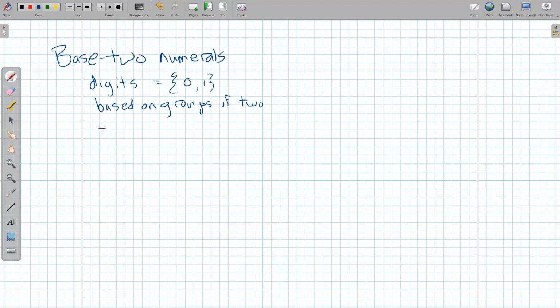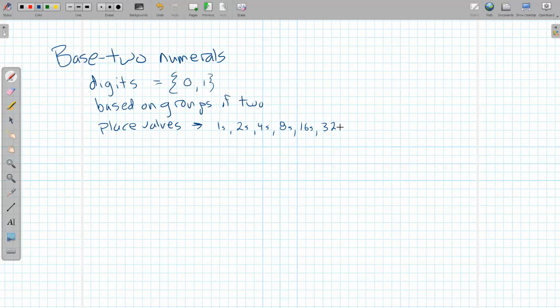And so if we consider the place values, every number system is always going to have a ones place. And then the next place is going to be the twos place, because we're grouping by 2. And then groups of 2 twos would be groups of 4s. If I group 4s by 2, I get 8. If I group 8 by 2, I get 16. If I group 16s by 2, I get 32.